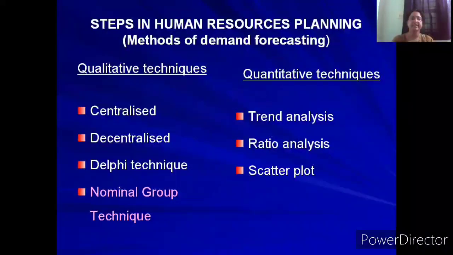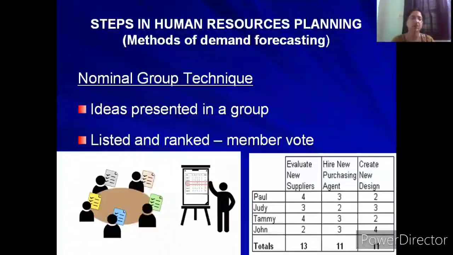Moving on to the next technique, we have something known as the nominal group technique. So how does the nominal group technique work? We can just have a look. This is similar to the Delphi technique, what we had seen in the last slide. But the difference between Delphi technique and nominal group technique is, in the Delphi technique, the experts were not interacting with each other. But in the nominal group technique, the experts are interacting with each other.